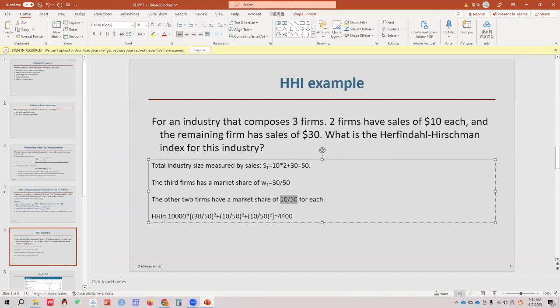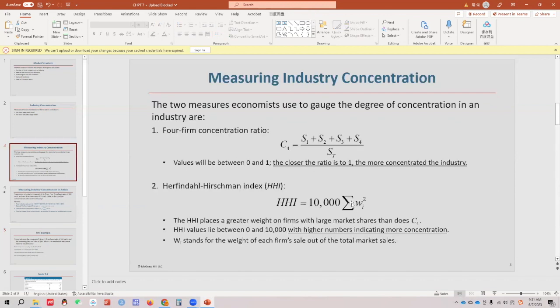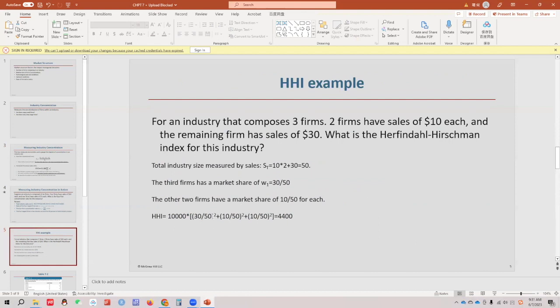So the HHI index is 10,000 multiplied by the summation of the square of the weight for each: the square of the weight of the first one, the square of the weight of the second one, the square of the weight of the third one. In total it is 4,400. Not very close to 10,000. So there is some level of concentration, but not an extreme level of concentration.